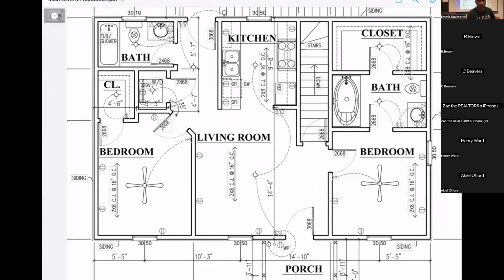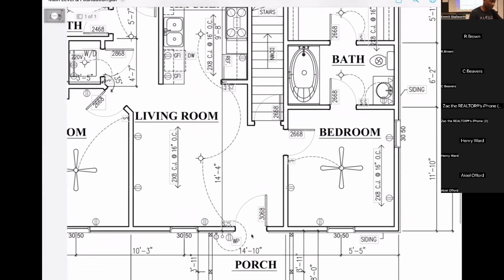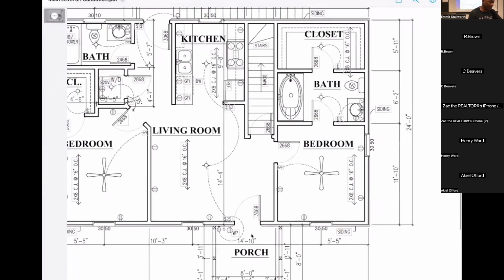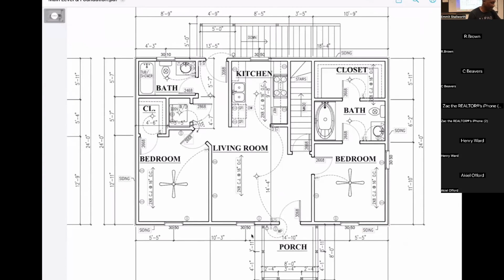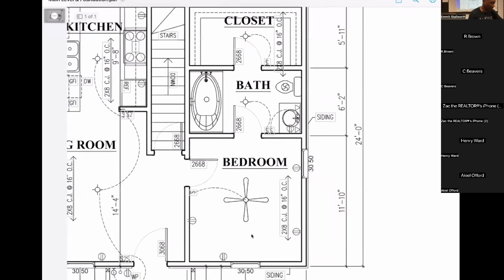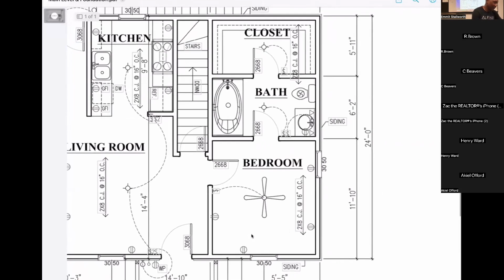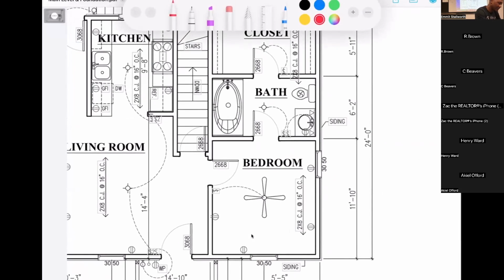And what we want to do is I'm going to focus in. Is this the master bedroom? Yeah, this is the master bedroom right here. All right, this is the master right here.